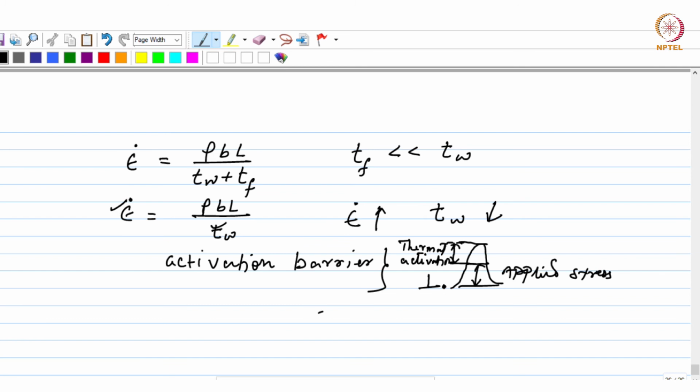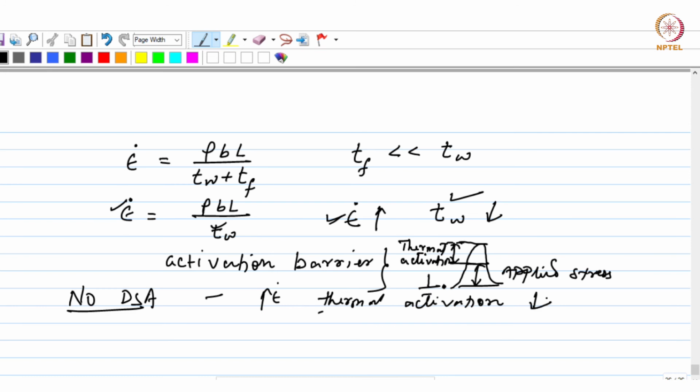So under normal conditions, when there is no DSA occurring, as you increase the strain rate, the waiting time decreases, and as a result of that, with the increase in strain rate, the thermal activation will decrease, because this thermal energy comes in quanta. If time is less, the dislocations will receive less thermal energy, and therefore the thermal activation will decrease as you increase the strain rate, because that in turn decreases the waiting time TW. So since you have less thermal activation coming to the dislocations for them to move, you will have to apply more stress for the movement of dislocations.